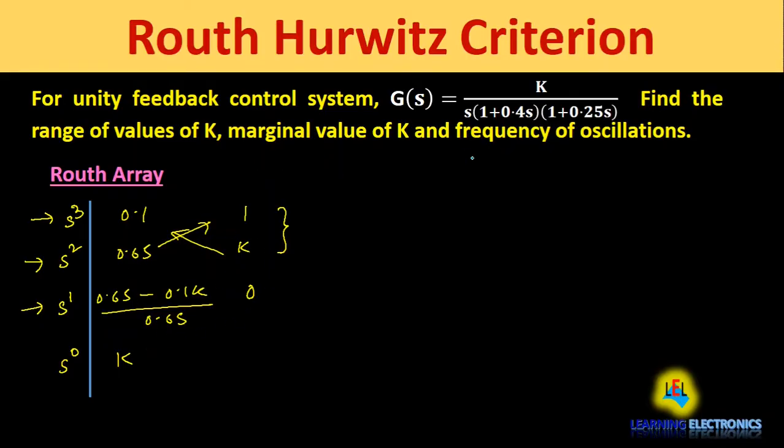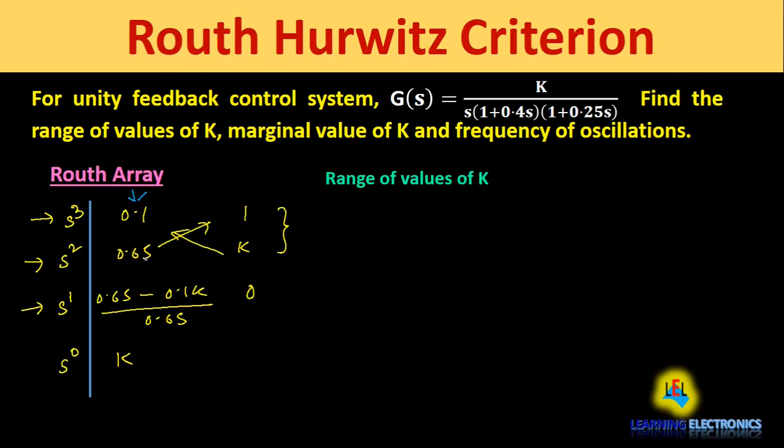So first we have to find out the range of values of k. We know that to determine the stability of the system, we have to check the first column of this Routh array, and we have to check the sign changes in this first column. To make the system stable, it is necessary that there should not be any sign change in the first column. So here, since two terms are already positive in the first column, the other two terms should also be positive to make the system stable.